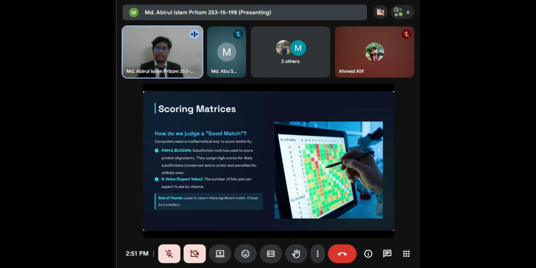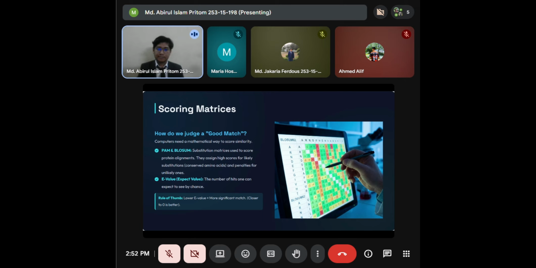If two sequences share an amino acid that is critical for survival and therefore conserved by evolution, the matrix awards a high positive score. If there is a random mutation that is unlikely to happen naturally, the matrix applies a penalty. But a score alone isn't enough. We need to know if that score is statistically significant. That is why we use the E-value, or expect value. This tells us the number of hits we could expect to see simply by random chance.